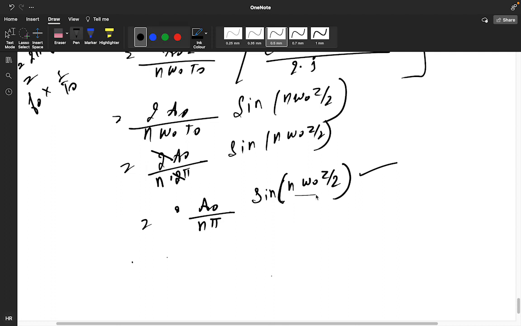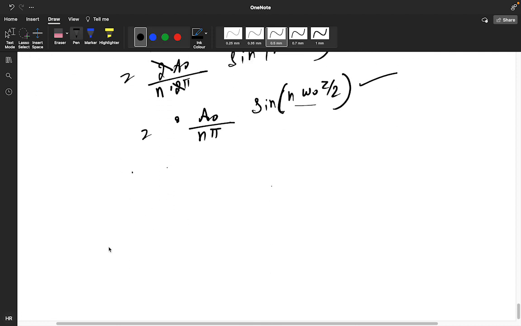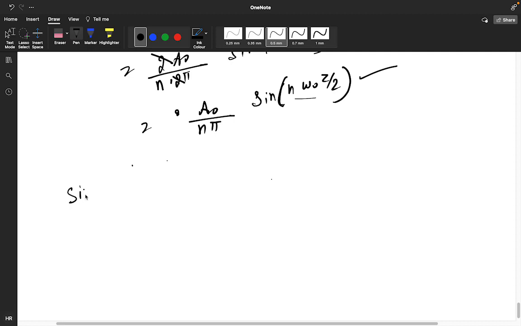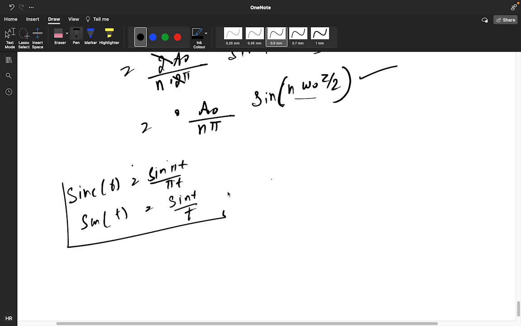So I'm getting confused because I didn't check that sync and sampling function. Maybe sync t is sin pi t by pi t, and sampling t is sin t upon t. So you just check it. I thought you these things. So you just check it.